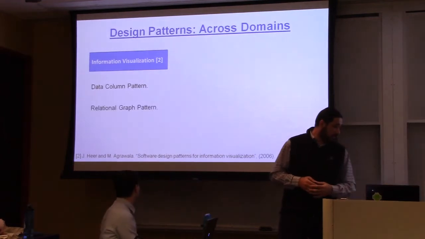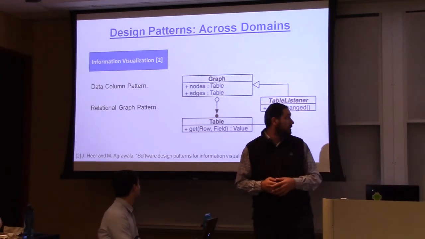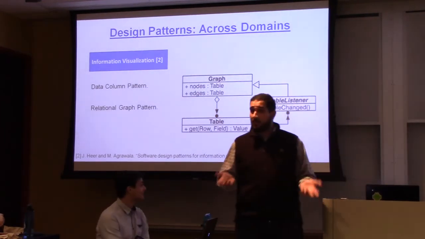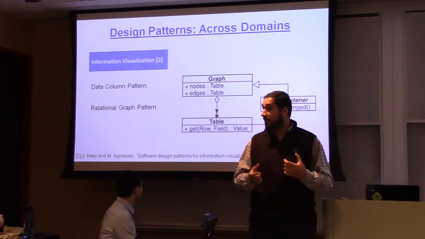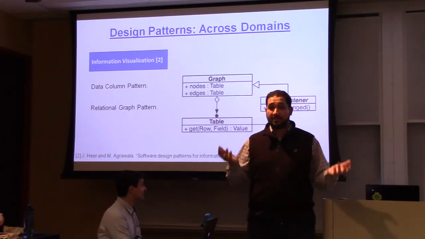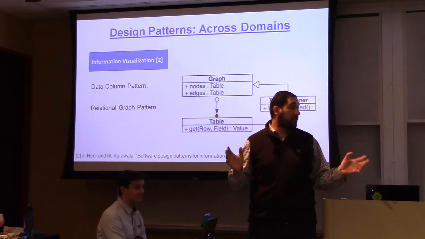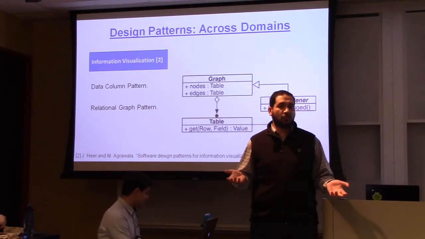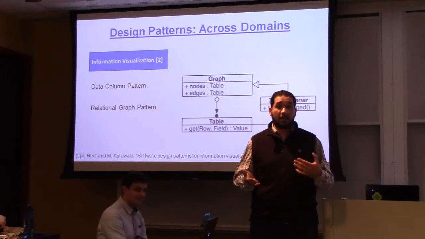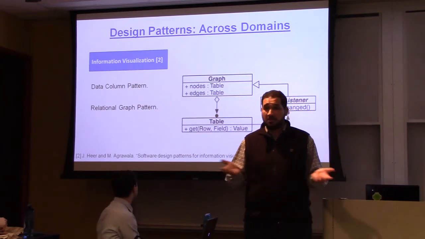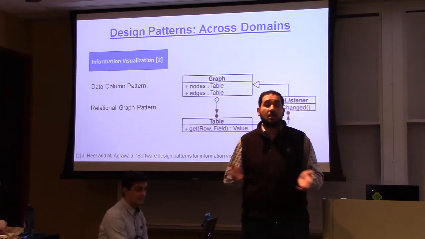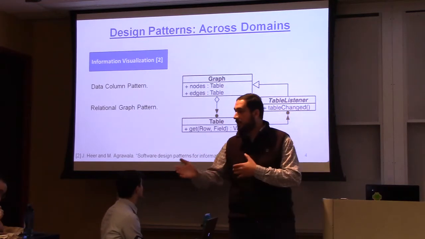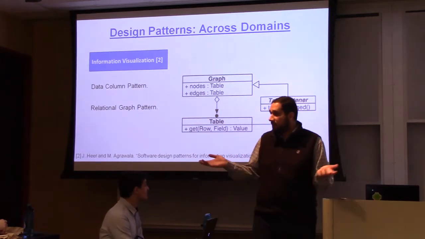Another pattern that was presented is the relational graph pattern. This one is used to select data from a table or something and present it visually in a graph using edges and nodes. This can be a basis for something like modeling friendships on social media, maybe something like a supervisor-student relationship, something like that.